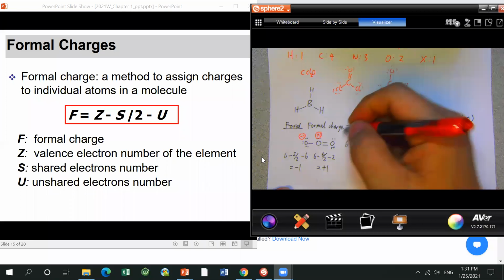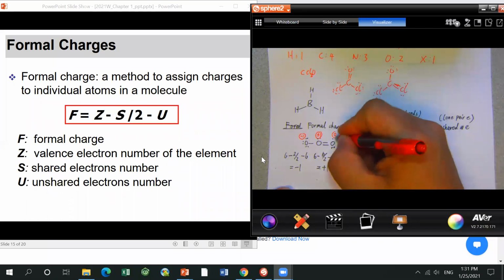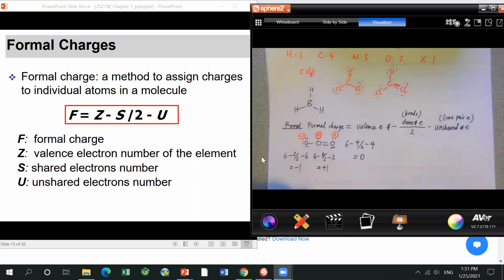So that means for the right oxygen, you have a formal charge of 0. So that should be pretty easy to calculate. All right, so now we come back.